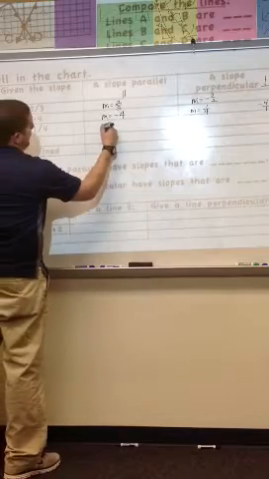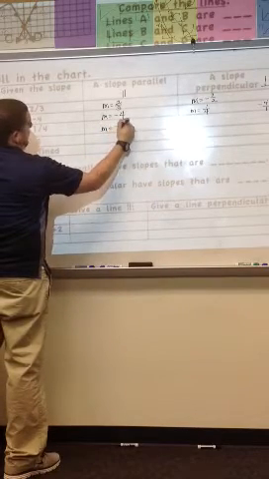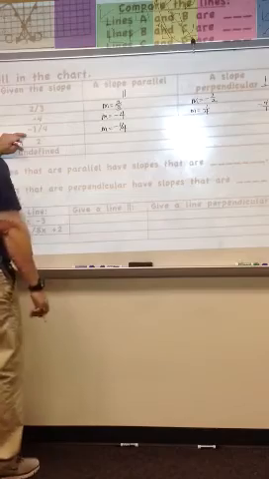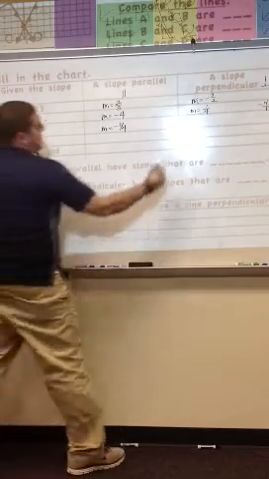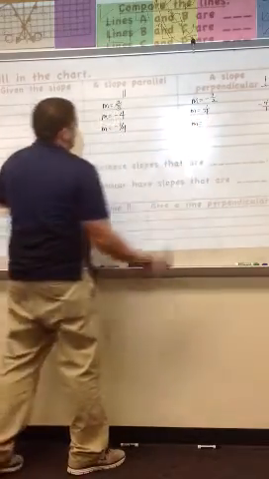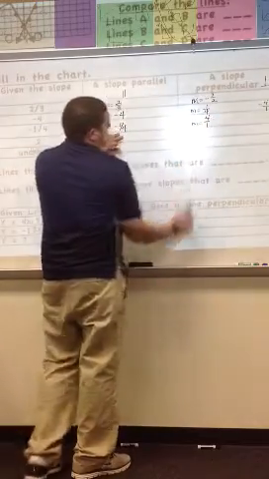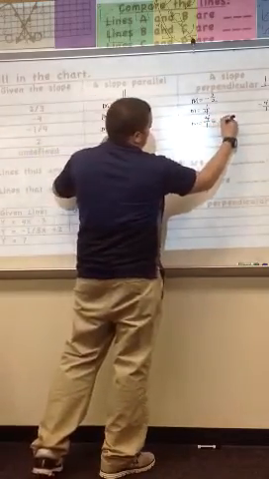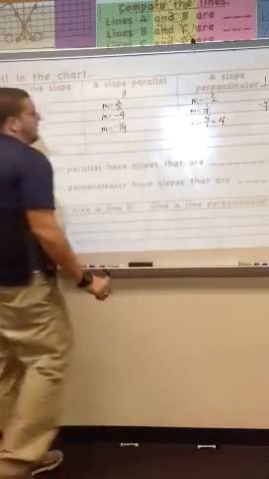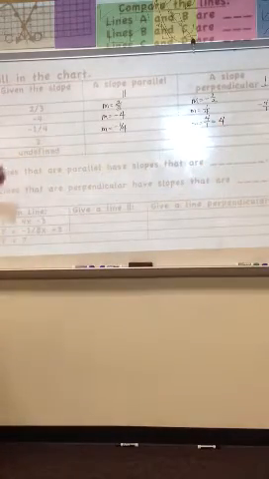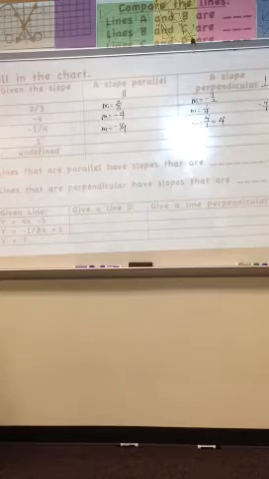Okay, then I have slope equals -1/4. The opposite of that is going to be positive. Flip it. I'm going to take the 4 and put it on top of the 1. Well, 4/1 reduces down to 4. So the perpendicular to -1/4 is 4.